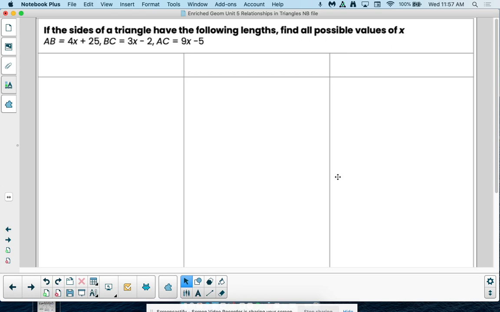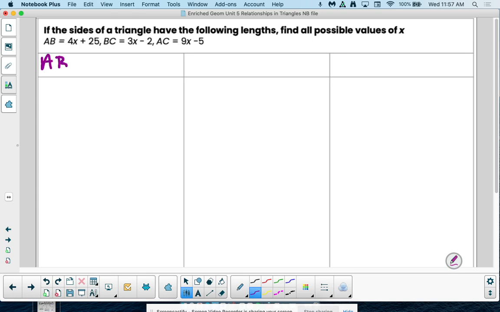So if we look here, folks, excuse me, we're looking for the value of x given this triangle. If it helps you, you could draw a picture on your notes for a visual. I don't know if you need it, but you could over here and label it, right? AB is 4x plus 25. BC is 3x minus 2. AC is 9x minus 5. Right? Do I know which two sides are my shortest ones at this point? No. So this is how we go through that to figure out which one it is.